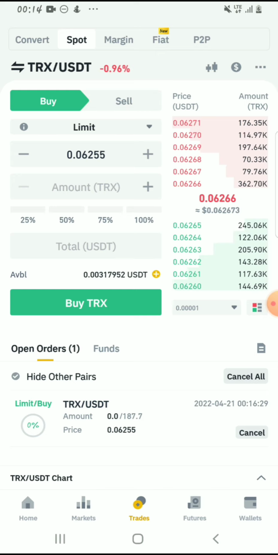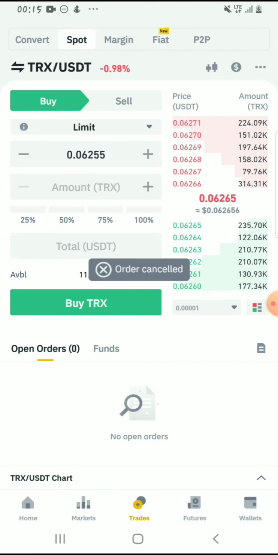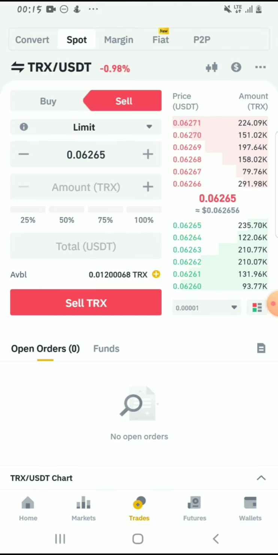Due to cryptocurrency price volatility, we won't waste our time trying to complete this trade, so I'll just cancel it and show you the same way how to sell. That's the same thing you apply when you want to sell. You just have to input the amount you want to sell, 100% of your TRX tokens, and set the price you wish to sell it at.